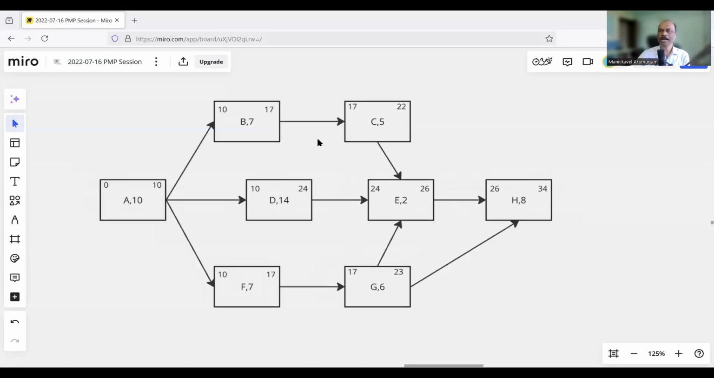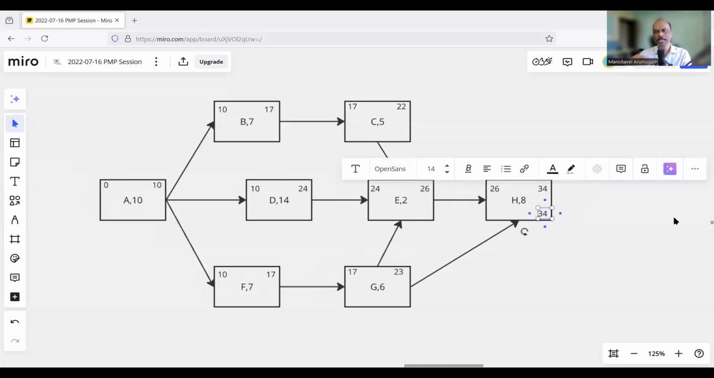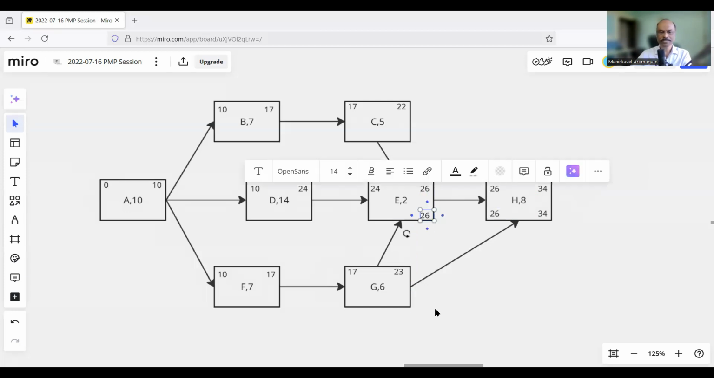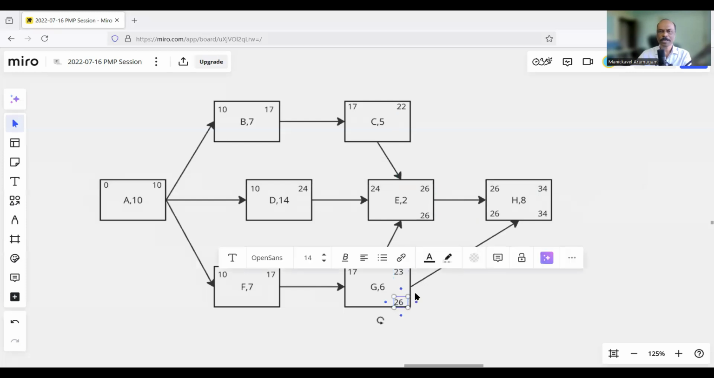Now let's look at the backward pass. For the backward pass, of course, I need to transfer the project completion time and then start. So 34 is my latest finish. Now I'm going to work back the latest start. So 34 minus 8, I will get 26 as my latest start. Now, what are the predecessors for H? E is a predecessor. G is a predecessor. So both I need to finish by day 26. So remember, I am working backwards.